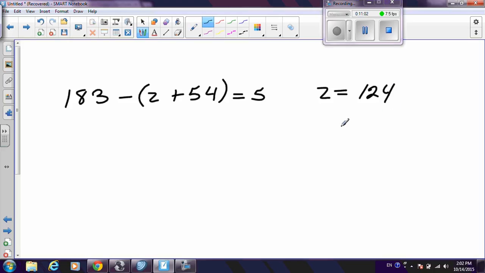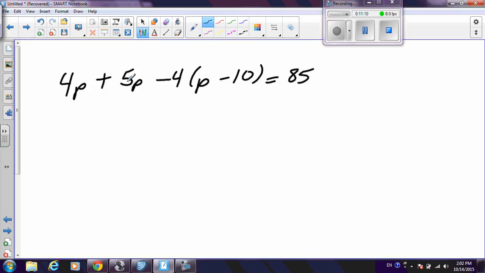Alrighty, you should have gotten the answer z equals 124. Alright, let's try one more. Let's try one more. Do this lovely one right here. Alrighty, you should have gotten the answer p equals 9.